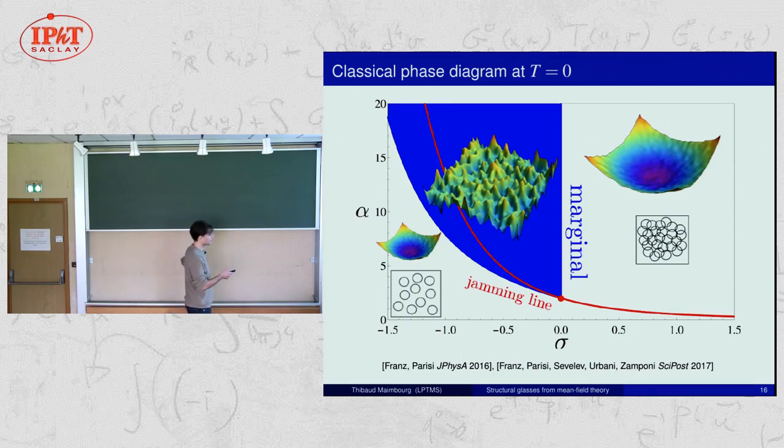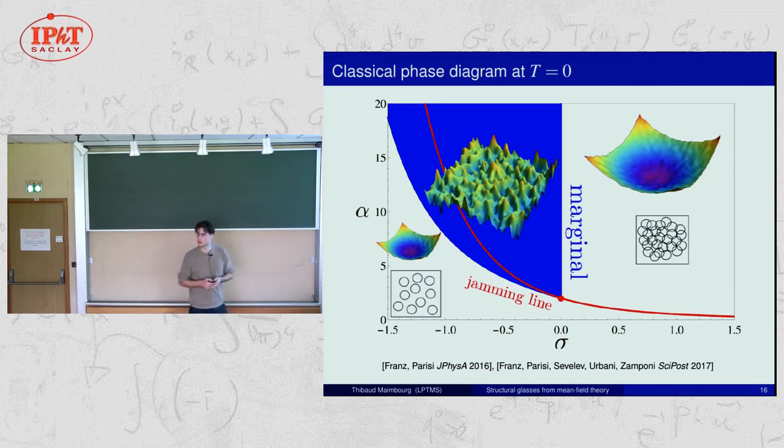As in the infinite dimensional system, this jamming line falls into this blue region here, which is a region where the energy landscape is marginal. So it's very rugged, with many valleys and many flat directions and soft modes. It's a complicated landscape. Out of this blue region, the landscape is just a single basin, nothing dramatic, just a single minimum, much simpler.